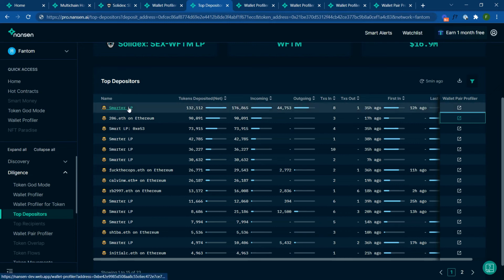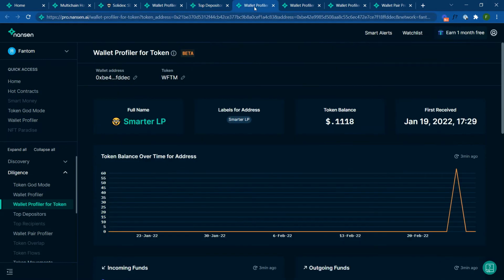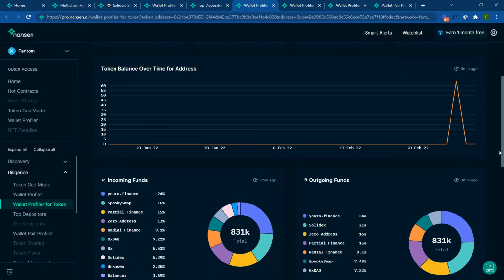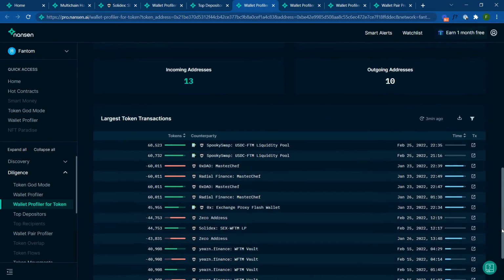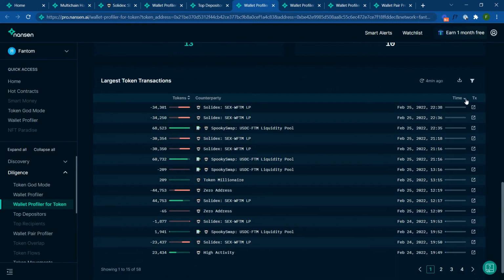Now let's have a look at the wallet profiler for token of the biggest depositor into our pool. Historically, they can be considered to be smarter liquidity providers, which is a positive signal. Their current balance of wrapped FTM is basically zero, and the most they have owned before the last 24 hours was around 60. Again, you can visualize the inflows and outflows by top entities in the donuts and as a total number in the two cards below. And finally, we can see the single transactions.